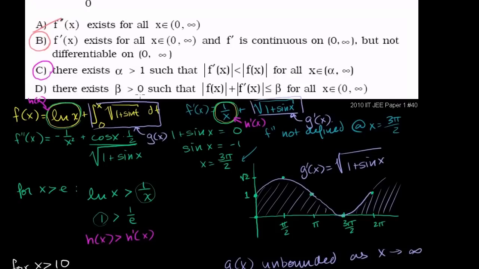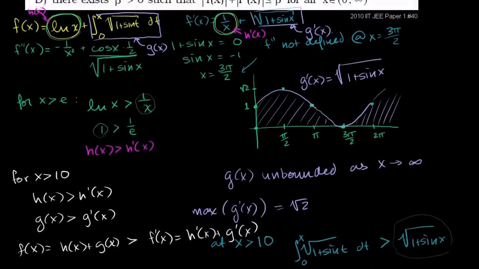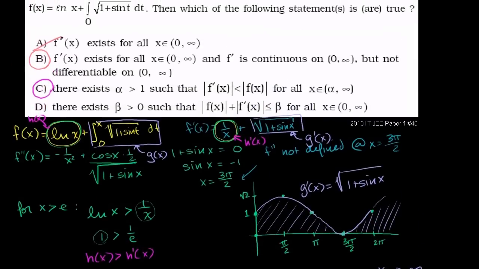There exists a beta greater than 0 such that the absolute value of f of x plus the absolute value of the derivative of f is less than or equal to beta for all x. Well, we already know that f of x is unbounded, because this integral part of it just keeps increasing as x gets larger and larger. We never have negative area, so this area just keeps growing. And actually, so is the natural log of x. The natural log of x is also going to be unbounded. So you cannot say that it's going to be less than some value, because it's going to approach infinity.